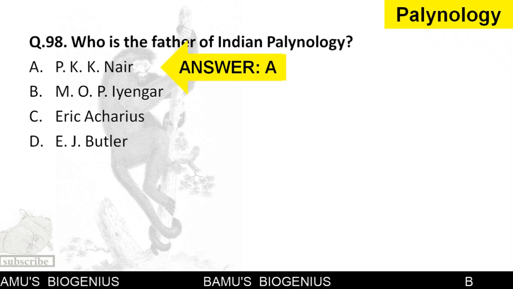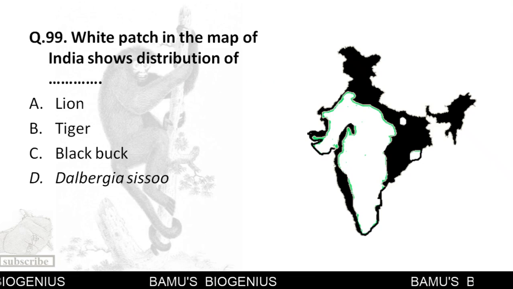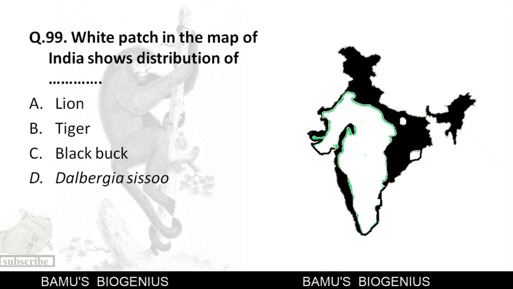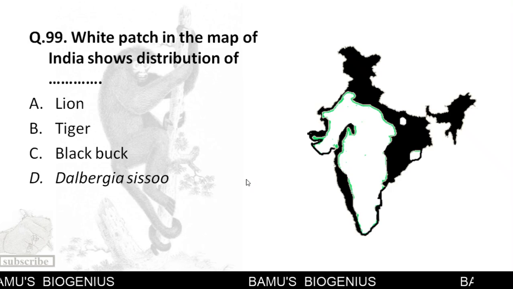Then question number 99 is, white patch in the map of India shows the distribution of, so this white patch, this one and this one, this shows the distribution of lion, tiger, black buck or Dalbergia sissoo. So the answer is black buck.